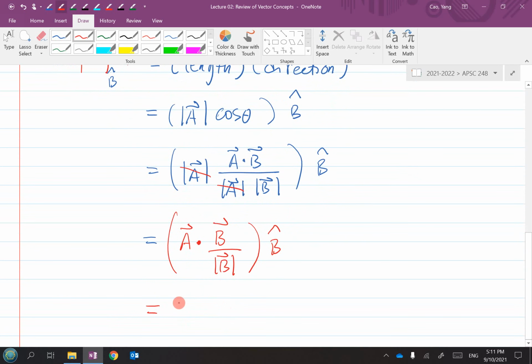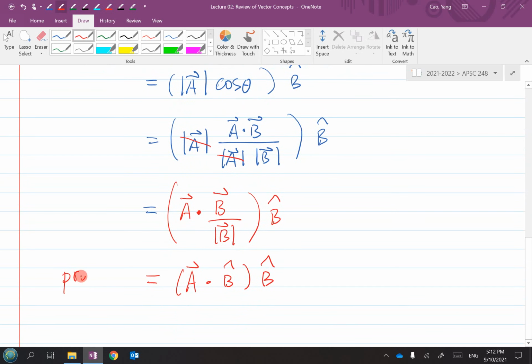I can simplify one more step. What is B vector over its magnitude? Another B hat, exactly, right? So you got A dot B hat. That's probably as far as we can go in terms of derivation here. Let's rewrite this: the projection of A in the B hat direction is represented by this formula here.